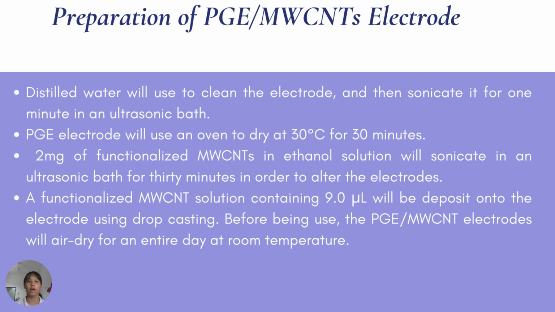Preparation of the nanotube and the pencil graphite electrode. This is how the nanotube is deposited on the pencil graphite electrode, so we use this procedure. Distilled water will be used to clean the electrode, which is also sonicated for 1 minute. And the electrode will be dried in an oven at 30 degrees Celsius for 30 minutes.